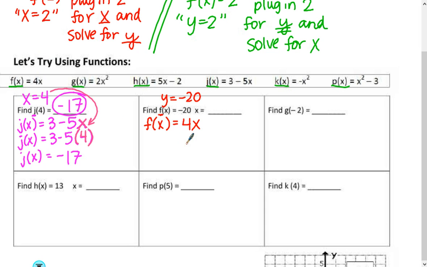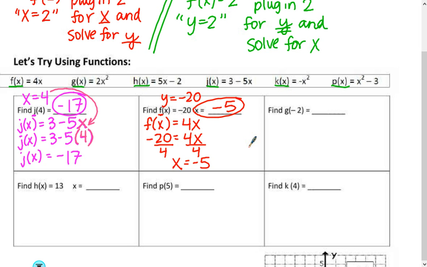Okay, so since they gave me the y, I'm going to plug in for y. Remember, f of x is just a fancy word for y. They gave me y, so now I solve for x. So I'm going to divide both sides by 4, and we get x equals negative 5, and that would be my final answer here.